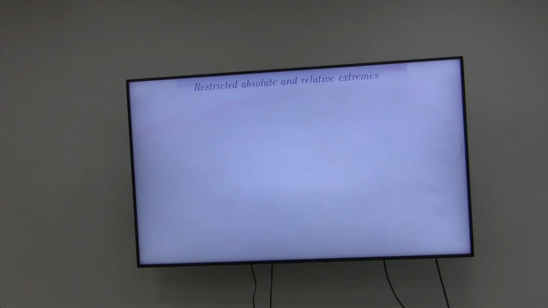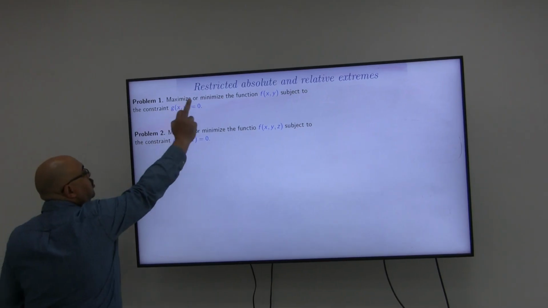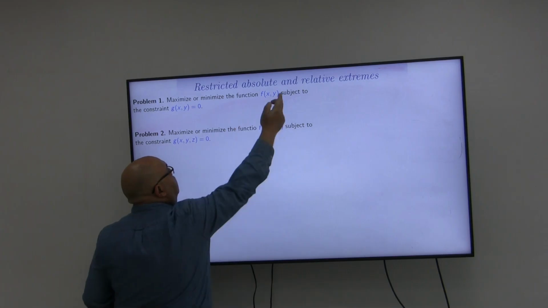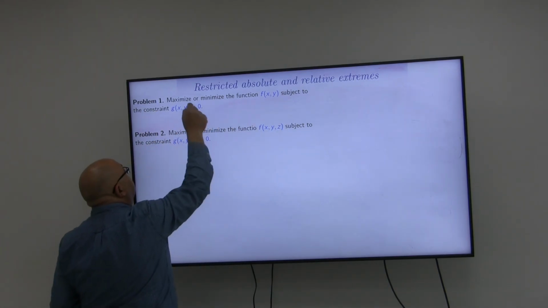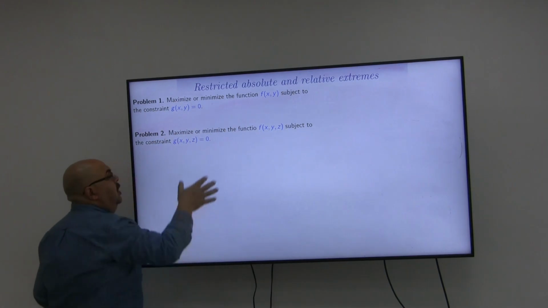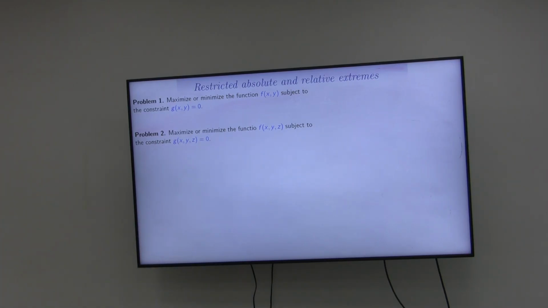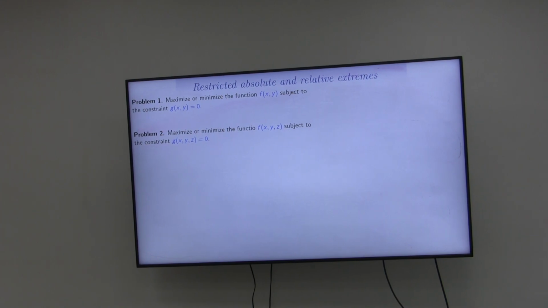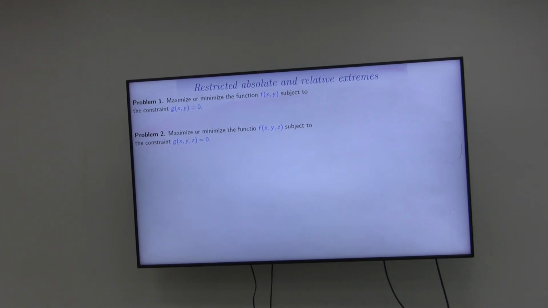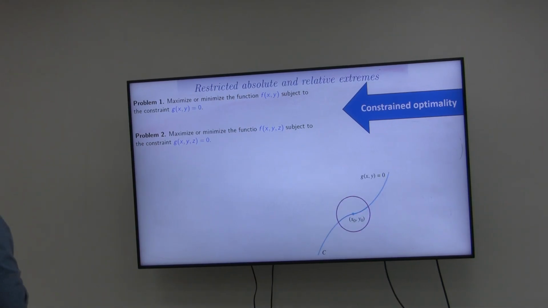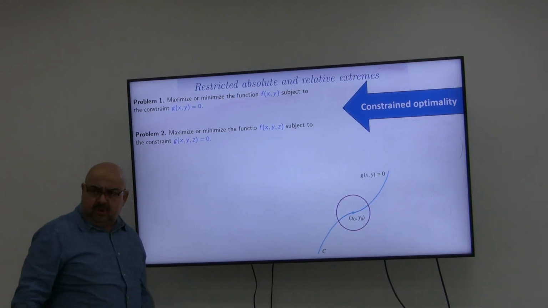So now I will talk about constrained optimality, as I told you. Maximizing or minimizing a function f of x, y, not on the whole domain, but subject to the constraint g of x, y equal to 0. And the same applies for three dimensions. So I want to find the maximum and minimum of a function f, not anywhere in its domain, but on a certain curve belonging to this domain. This is going to be explained very easily once you look at this case.